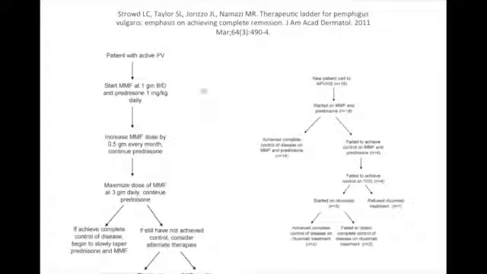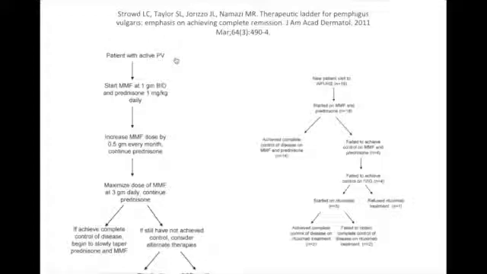I'm going to talk about this because this was a paper published out of Wake Forest, and I kind of like it because I follow this. You can find it, it was published in 2011 in the JAD, March. It shows an algorithm of how to approach all pemphigus groups. They talk about pemphigus vulgaris. However, this actually works for BP as well as PV.